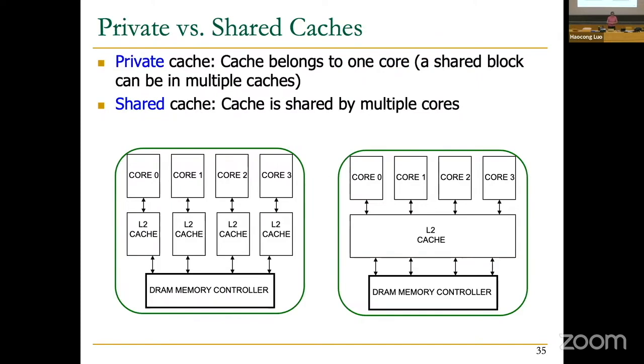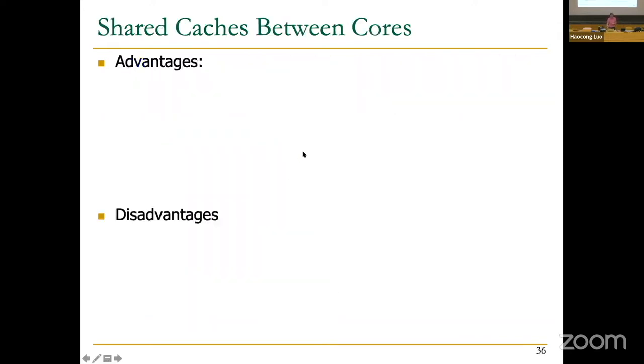Okay, now let's analyze private versus shared caches from this resource sharing perspective. As I said, a private cache belongs to one core. A shared cache is shared by multiple cores. So what is the advantage of a shared cache? You get high effective capacity. Anyone can utilize this big cache, right?